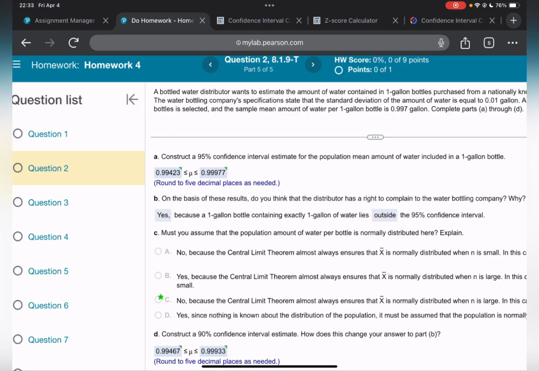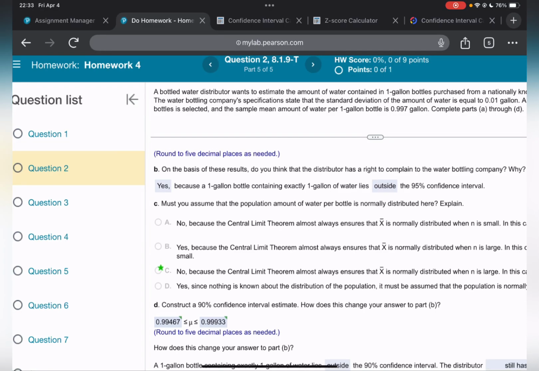0.997 of a gallon lies between here, we have maximum 0.999. So I'm going to explain that the truth is going to be no, because 1 gallon bottle contains exactly 1 gallon of water, which lies within the 95% confidence interval. But since you see this recording, you have to put the wrong answer so you can get the points. I apologize. I have no other choice. Okay? But as we can see, 0.997 is falling within this interval. Therefore, they have no reason to complain.